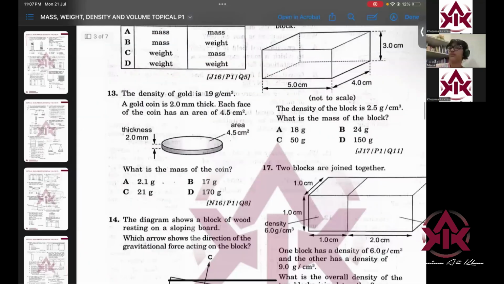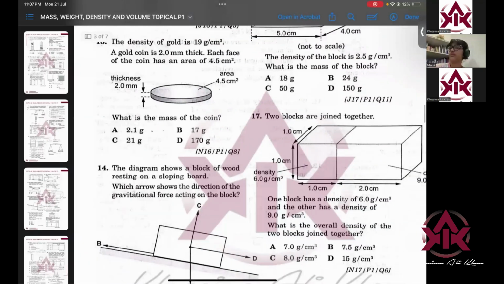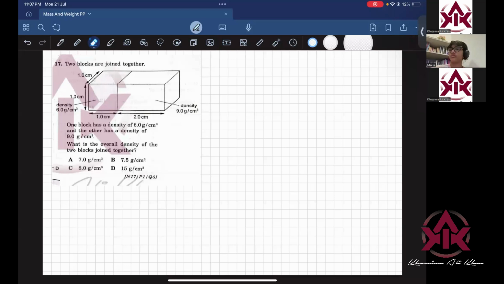That is question number 17. What do you have in this question? You have basically two blocks joined together. One block has a density of 6 gram per centimeter cube, and the other block has a density of 9 gram per centimeter cube. So this block has a density of 6 gram per centimeter cube, and this block has a density of 9 gram per centimeter cube. What is the overall density of the two blocks joined together? You cannot simply add them up.